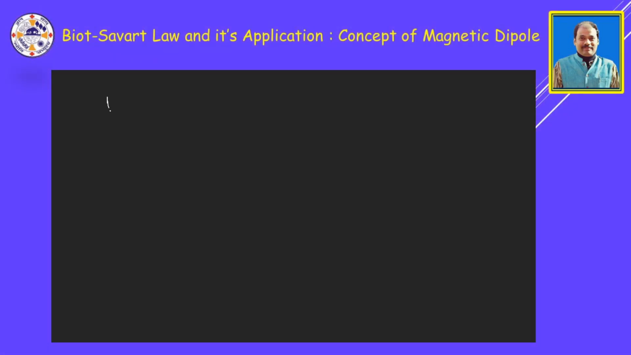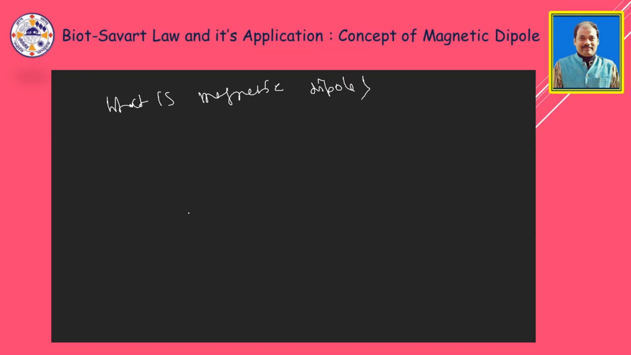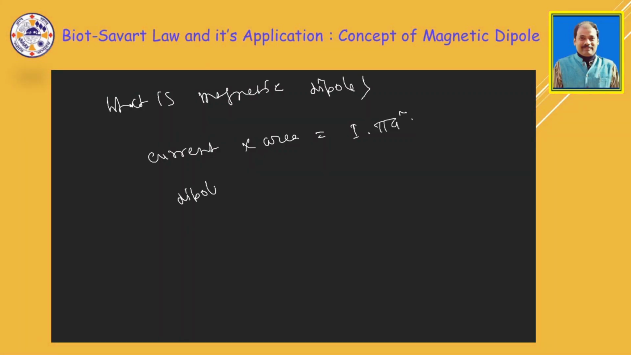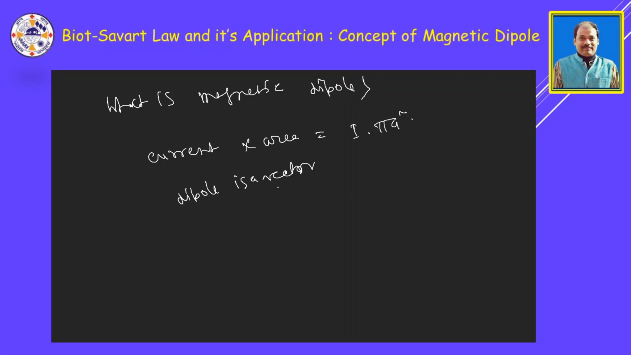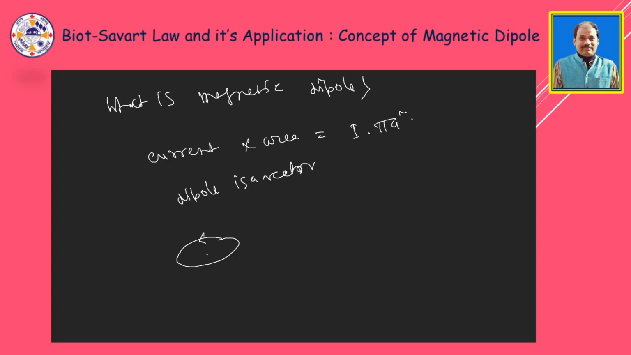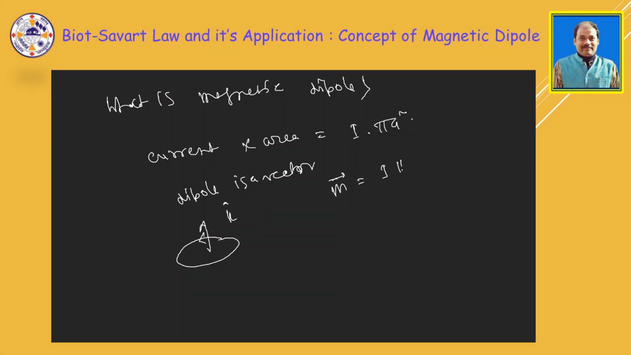So what is a magnetic dipole? Actually, the magnetic dipole is the current into the area, that is I into pi a square. So what is the direction? Since the dipole moment is a vector quantity, what is the direction of this vector? The direction of this vector is along the direction in which the current is flowing. In our case, the current is flowing in the anti-clockwise direction, so the dipole moment will be upward out of the paper, that is along k hat. So the magnetic dipole moment M in our case is I into pi a square into k hat.